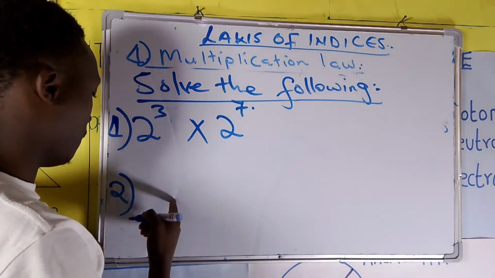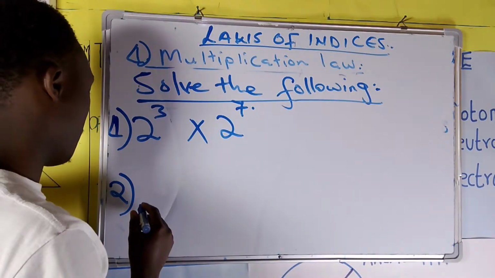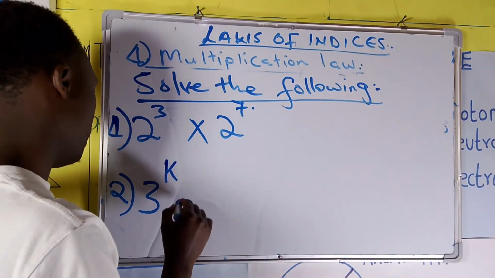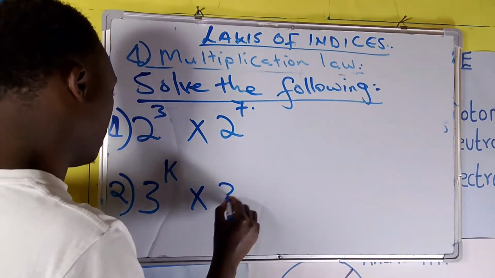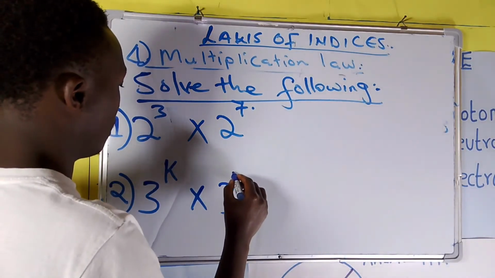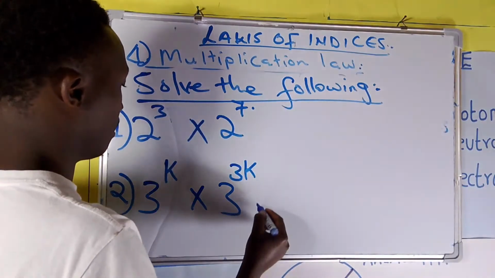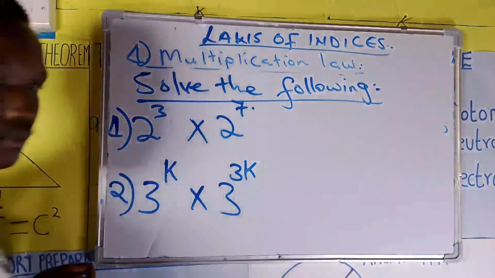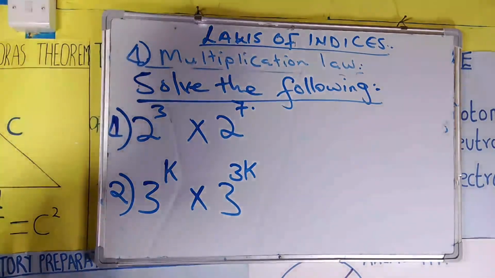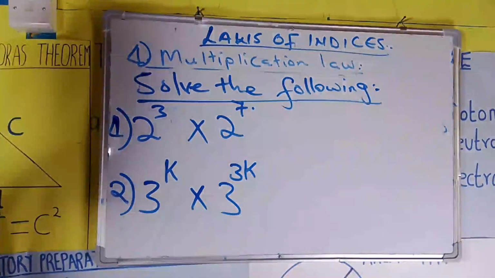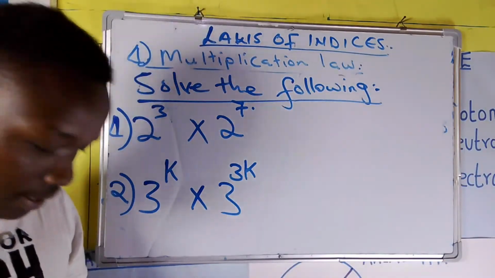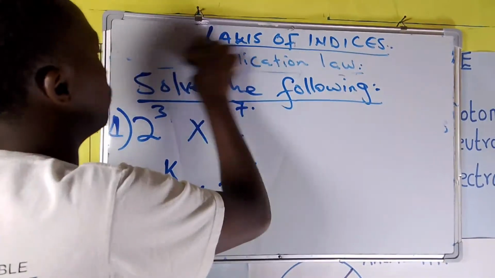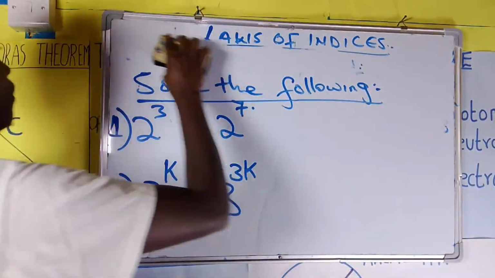Number 2, that we can also respond to, is 3 to power k times 3 to power 3k. Can try to respond to those two questions. Respond and give me the response. Then we will now proceed to division law after you are done with that.